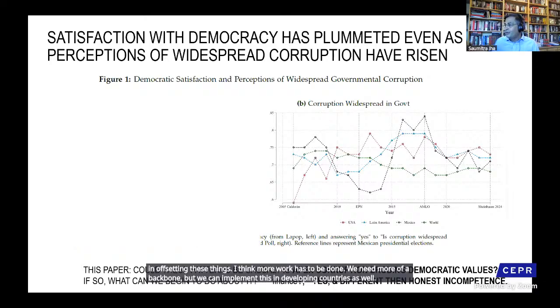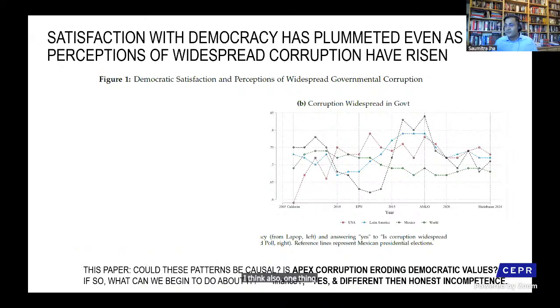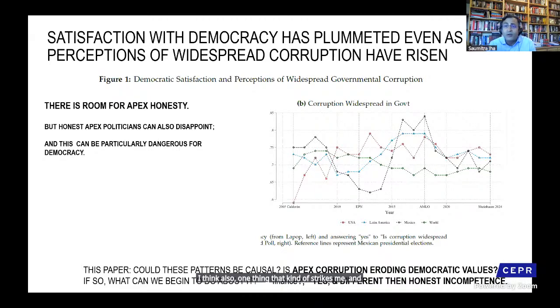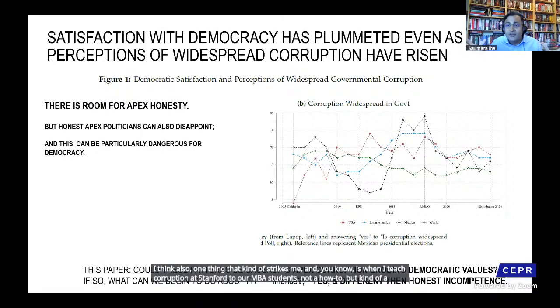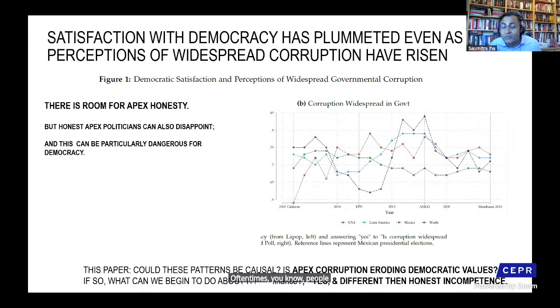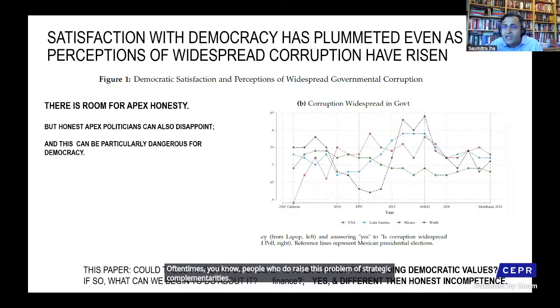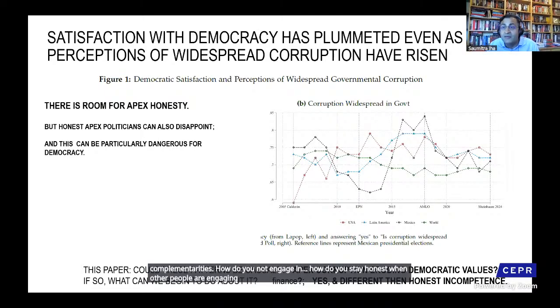I think also one thing that strikes me is when I teach corruption at Stanford to our MBA students, not a how-to, but a how-to-manage kind of situation, oftentimes people do raise this problem of strategic complementarities. How do you stay honest when other people are engaging in corrupt activities and manage to survive as a business?